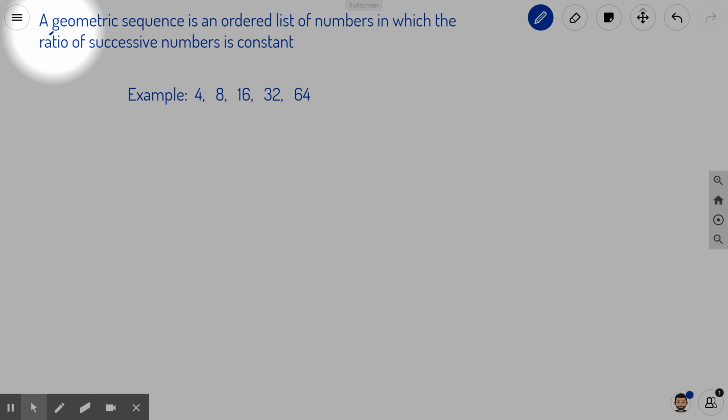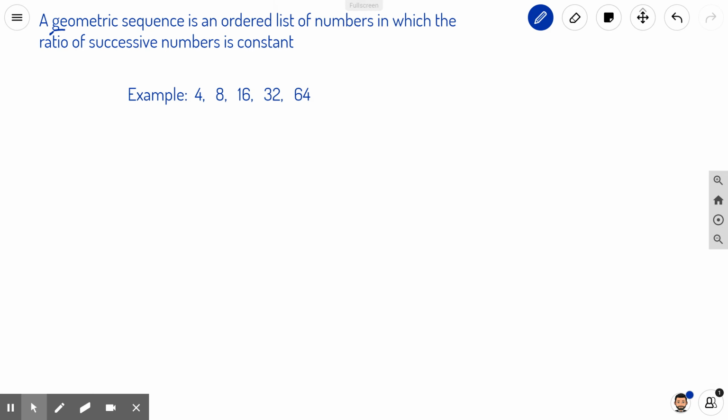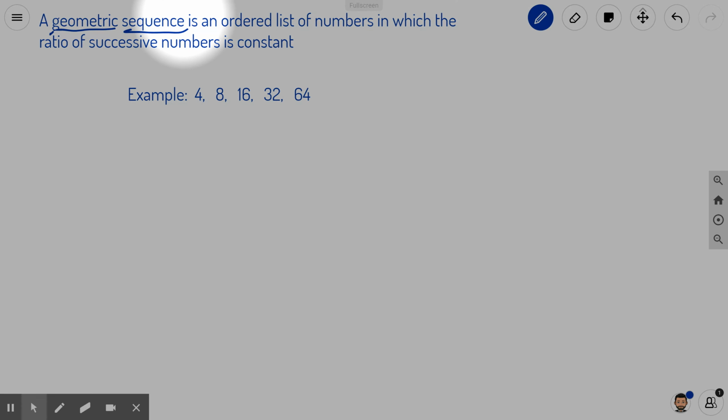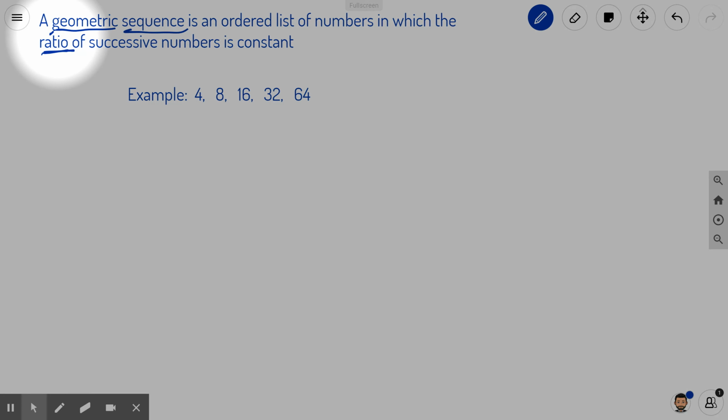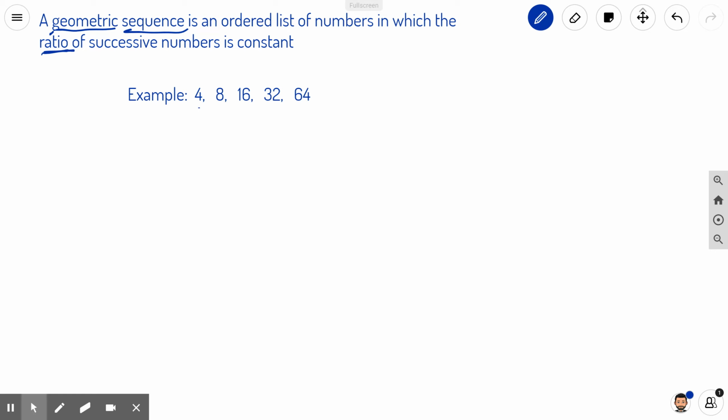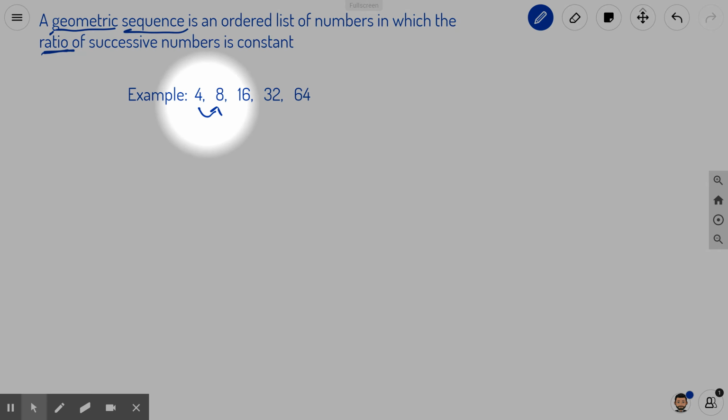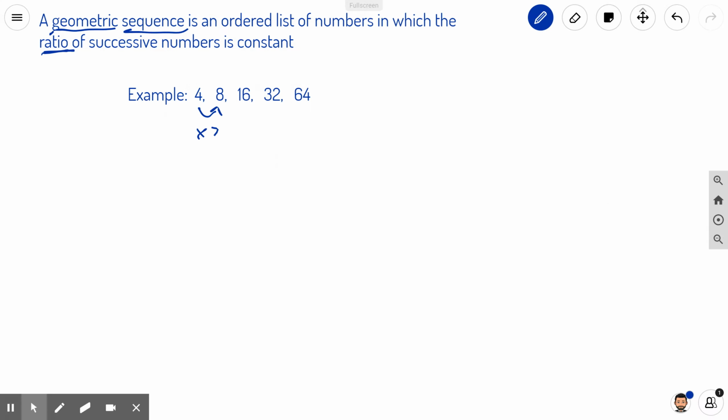A geometric sequence is an ordered list of numbers in which the ratio of successive numbers is constant. Now, that might sound complicated, but it's really quite simple. It just means that when you go, in our example, from one number to the next, you're multiplying by the same thing each time. So to get from 4 to 8, that's times 2.